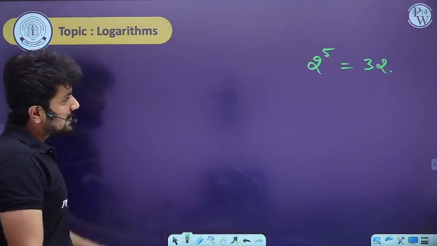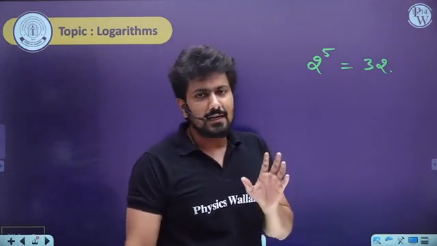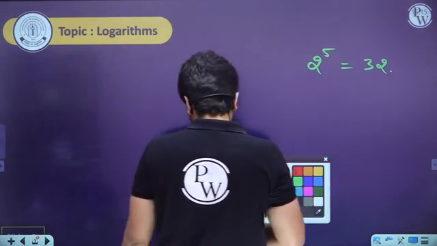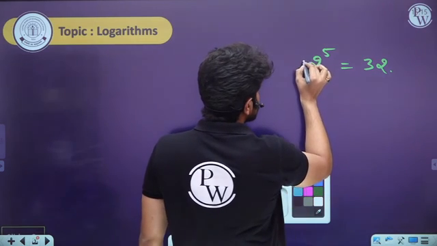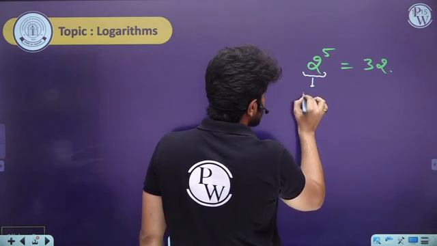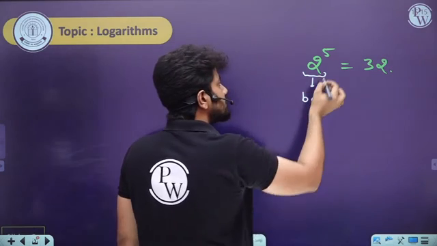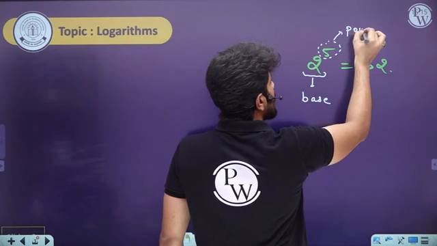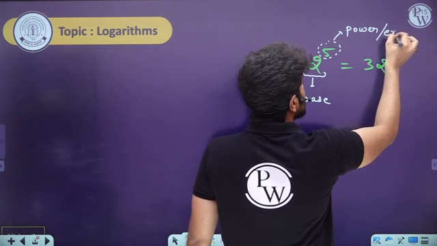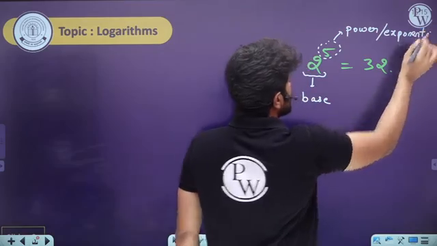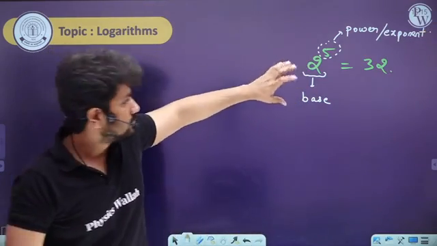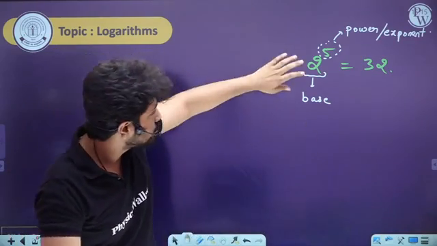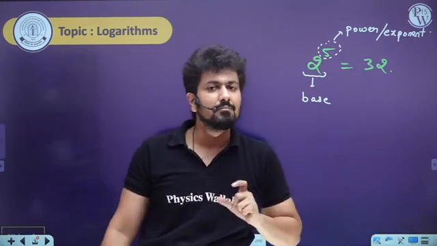Okay, so basically what are the terms that you need to understand here? What is 2? 2 is the base over here, right? What is 5? 5 is the power, or we can call it the exponent. So if I raise this base 2 to the power 5, I get the number 32.